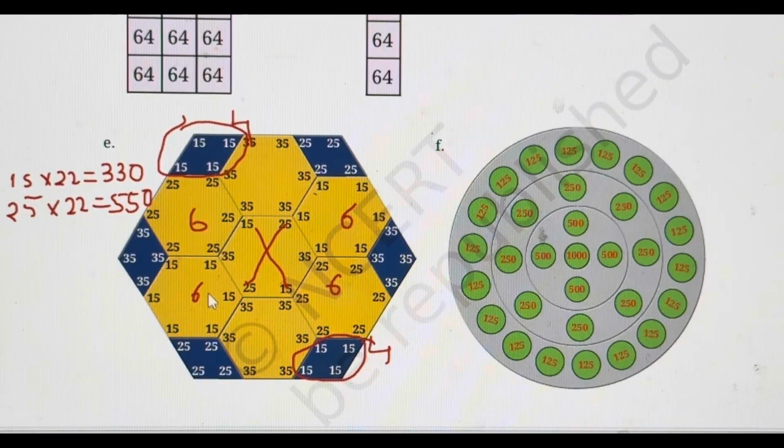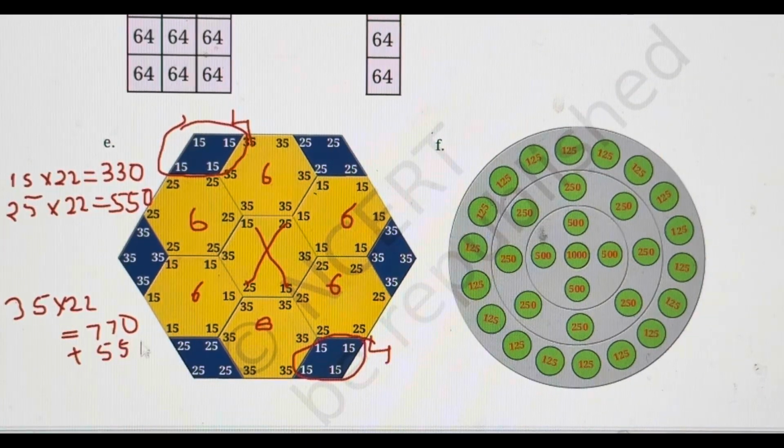Similarly the pattern is same, so without counting also you can say 35 is 22 times, but we'll just see once. 4 plus 6, your 6, 10, this 4 and this 6, 20, and in the center 2, so 22. So I'm writing it over here. 35 into 22. That gives you 770.